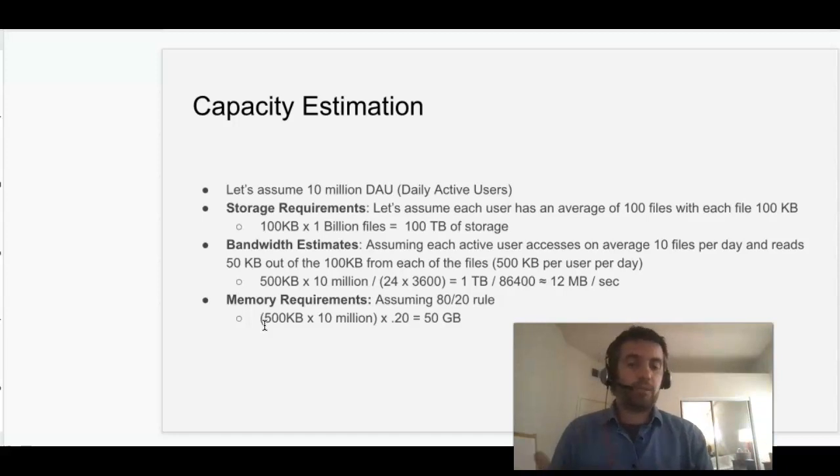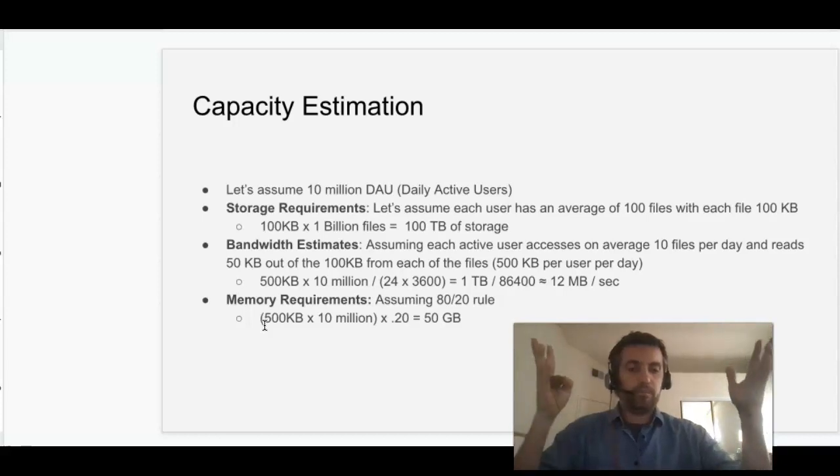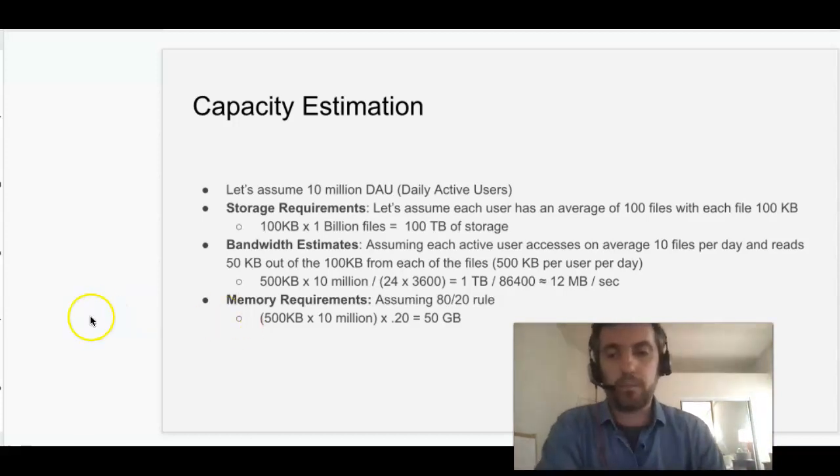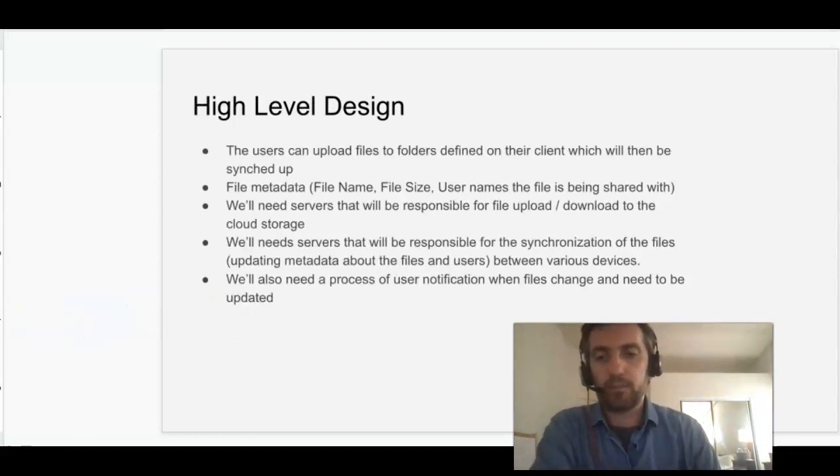A bandwidth estimate is really dividing this number by the number of seconds. So this gives us a bandwidth requirement per second. Memory requirements is actually caching. Again, looking at the daily storage requirement and taking 20% of that. So that gives us the caching. Pretty simple.